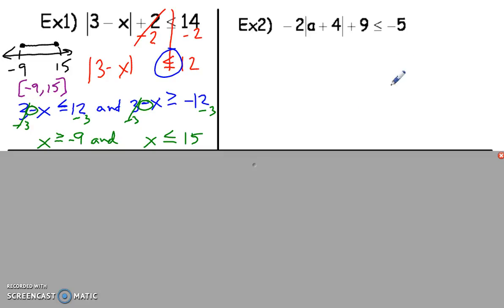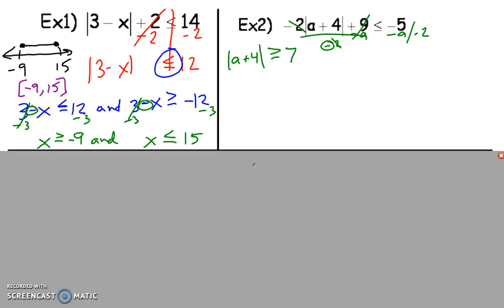So then if I have something like I have here, for example 2, where my absolute value is kind of buried in some other stuff, the process is still the same. I'm going to start by isolating my absolute value. I'm going to subtract 9, and I'm going to divide by negative 2. So absolute value of a plus 4 is less than, I caught myself, I divided by a negative, so greater than or equal to. Negative 5 minus 9 is negative 14, divided by negative 2, 7. So my absolute value is greater than or equal to 7.